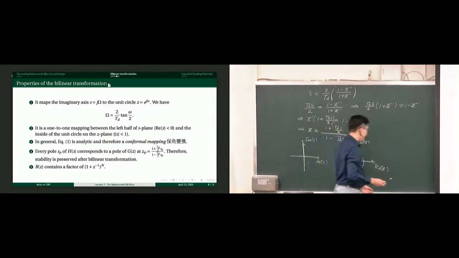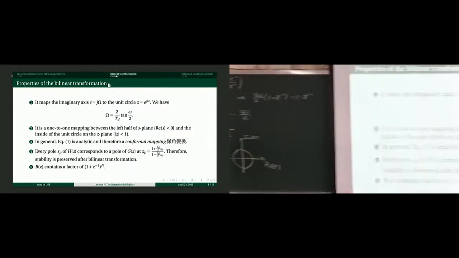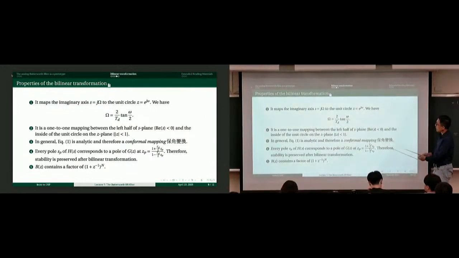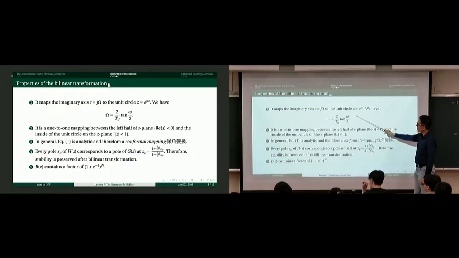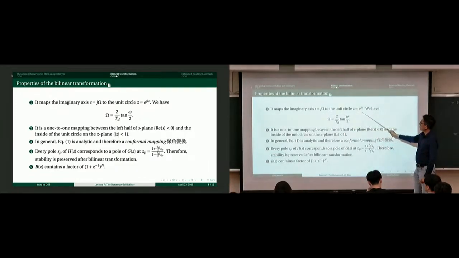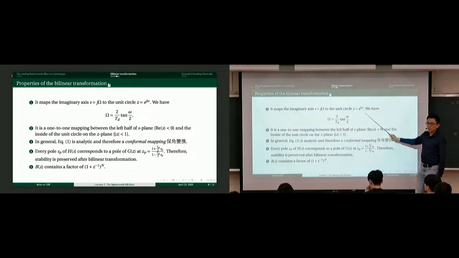Let me just introduce all the properties before we dig into details. That's the first property I claim to you: the bilinear transformation is a mapping between S and Z, and in particular, the imaginary axis is mapped to the unit circle. Therefore, this implies a relation between big omega and small omega.